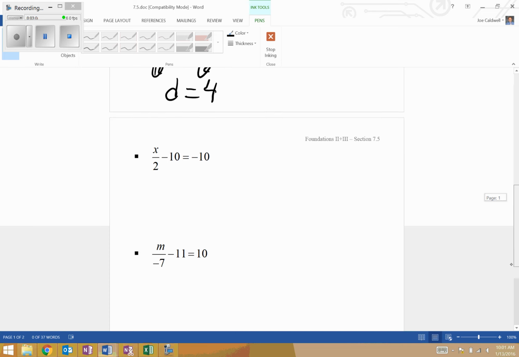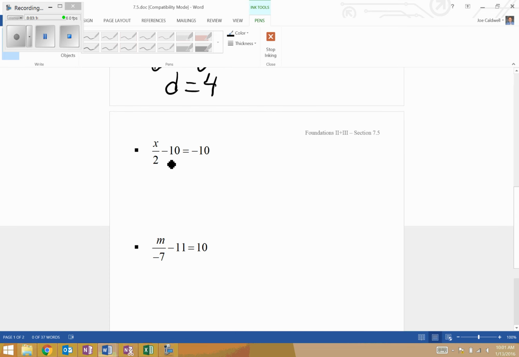So hopefully you're getting the idea here a little bit. Add 10, cross it out, add 10. Now you're going to be left with 0, right? Those signs are different, so you subtract. Multiply both sides by 2, and you're going to get x equals 0. If you plug 0 back in, you would get -10, because that would be 0 minus 10 equals -10.